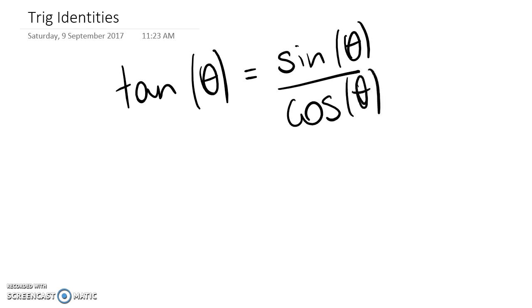So all this identity is saying is that if we know sine and cos of theta, we can calculate tan of theta. If we know tan of theta and sine of theta, we can calculate cos of theta. And if we know tan and cos, we can calculate sine. So that's what this trig identity is telling us. It's often quite useful to substitute in when you're doing a proof of something.